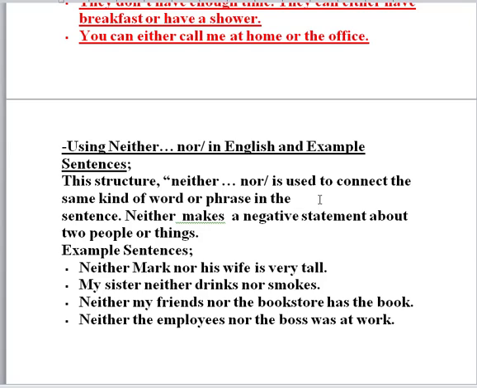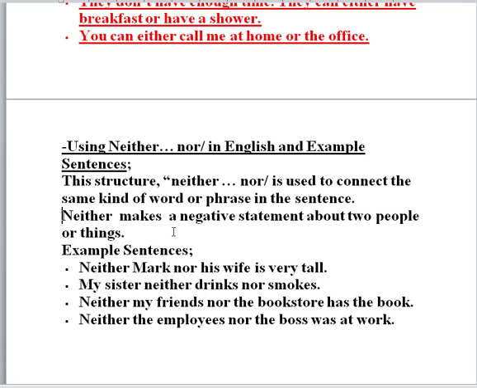Neither makes a negative statement about two people or things.